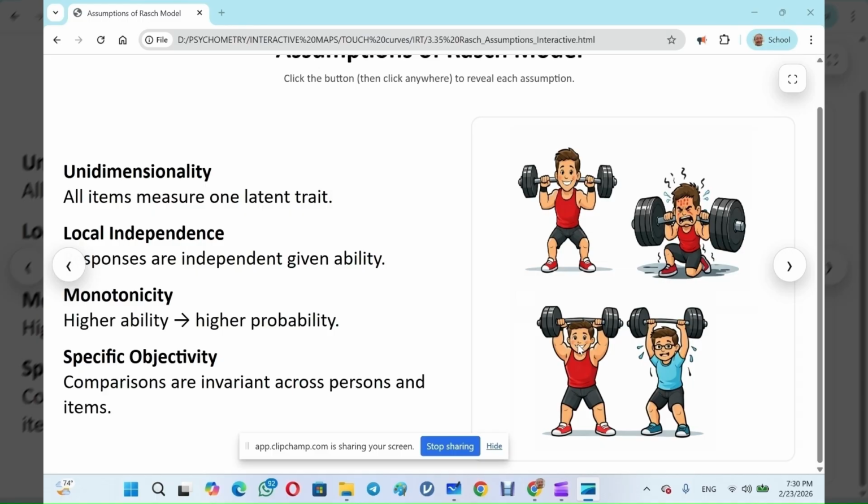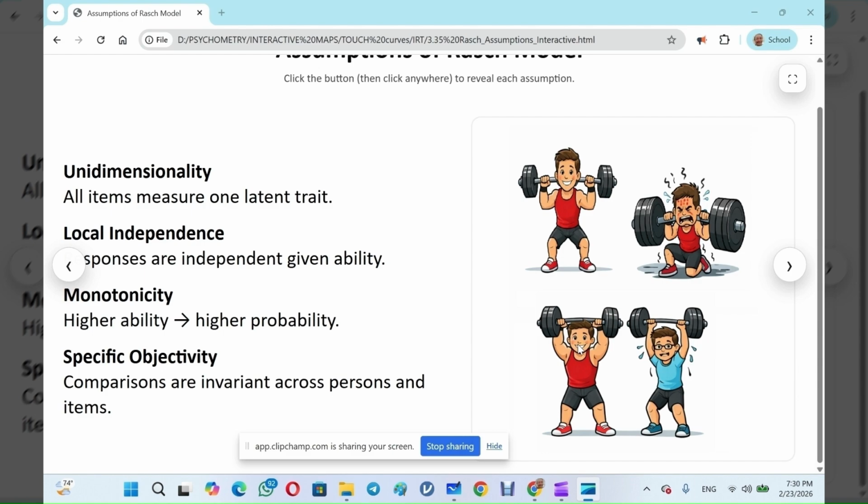And after equating them with other exams that fit the Rasch model, it will be fixed, no matter what the cohort of students taking it. It's a fixed difficulty, one difficulty for each item. So this is what's called specific objectivity.